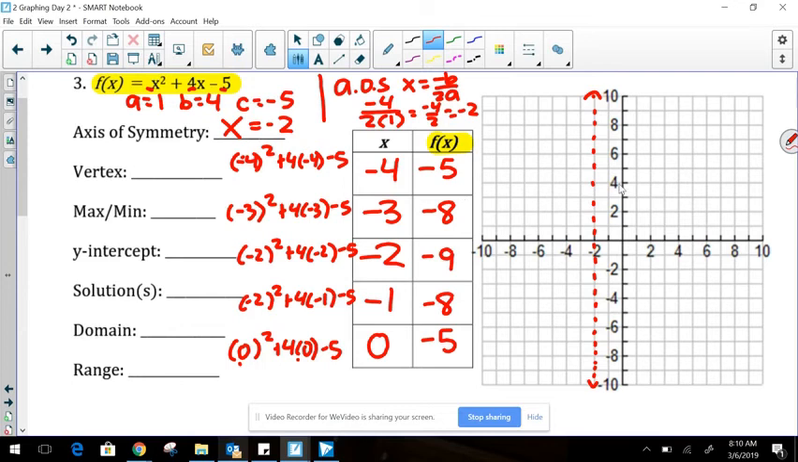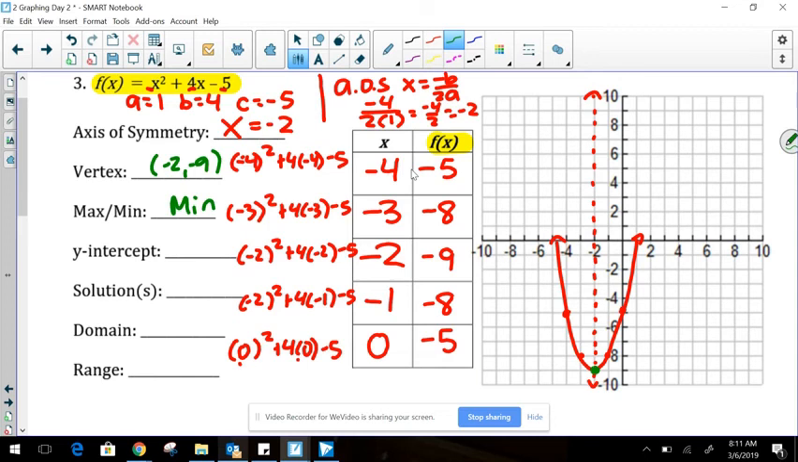Now I can go ahead and graph these. So (-4, -5), left 3, down 8, left 2, down 9. And you see, my axis of symmetry is where the graph is going to fold in half. That looks good. Now I can answer my questions. My vertex right here, that would be what? (-2, -9). That's a minimum. It's the bottom of a valley.